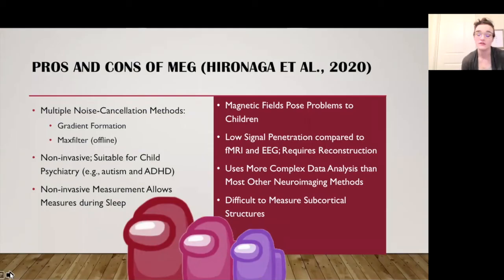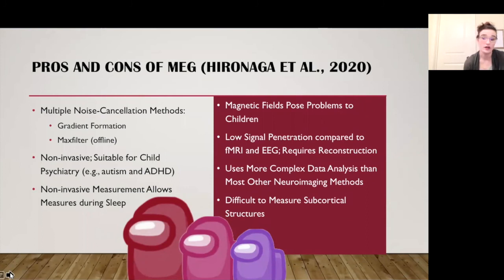It's very non-invasive, which makes it suitable for child psychiatry, which would be good for looking at disorders such as autism and ADHD. And this non-invasive measure allows measures during sleep. However, these magnetic fields pose problems to children, which is going to be a problem for child psychiatry. It also has lower signal penetration compared to fMRI and EEG, so it requires that image reconstruction.